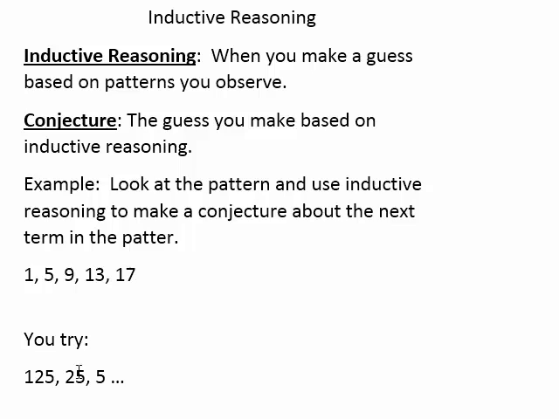Go ahead and try that second one down there, pausing the video, and press play when you're ready to see the answer. You'll notice on that one, 125 to 25 to 5, it looks like you're dividing it by 5 every single time. So the next term in that pattern should be 1 because 5 divided by 5 is 1.